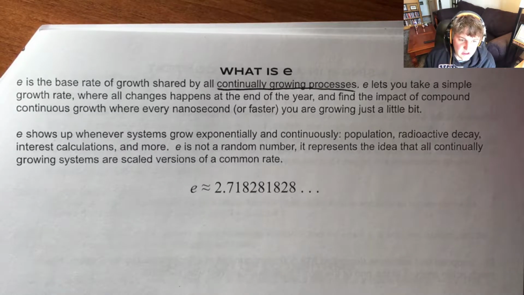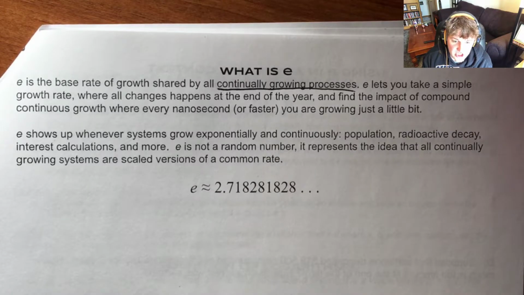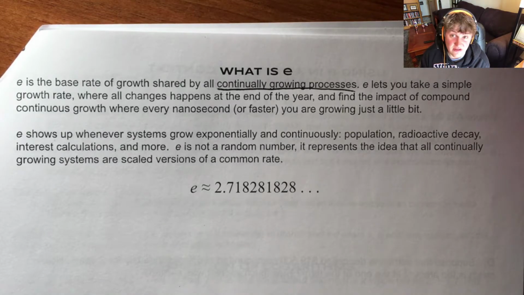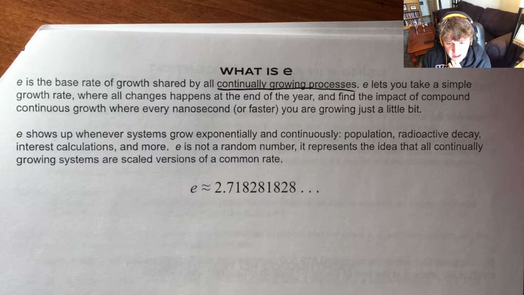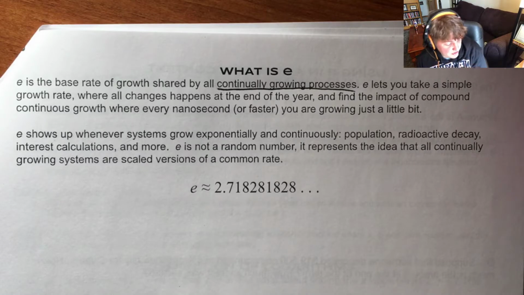Okay, so e lets you take simple growth rates where all change happens at the end of a year and then find the impact of compounded continuous growth, where every nanosecond, and actually faster than that because it's literally constantly growing, continuous growth, no jumps in our data at all. Okay, e shows up wherever systems grow exponentially and continuously, so things like population, radioactive decay, certain interest calculations, and more. Okay, e is not a random number. It represents the idea that all continually growing systems share a scaled version of a common rate.